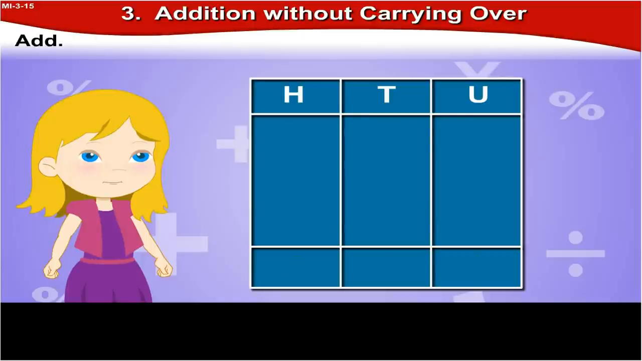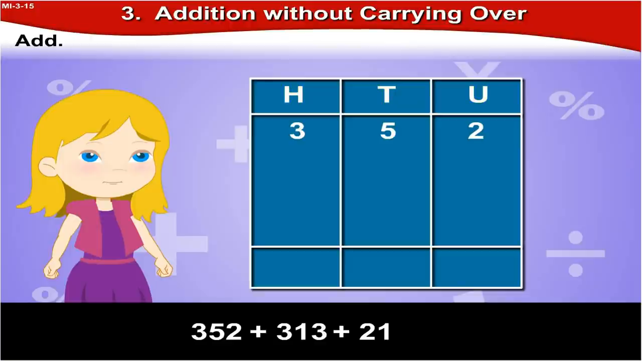Now the next sum. 352 plus 313 plus 21. First, we'll arrange them in vertical order, writing HTU. Now 352 would be 300, 5 tens, 2 units, plus 313 would be 300, 1 ten, 3 units, plus 21 is 2 tens, 1 unit.